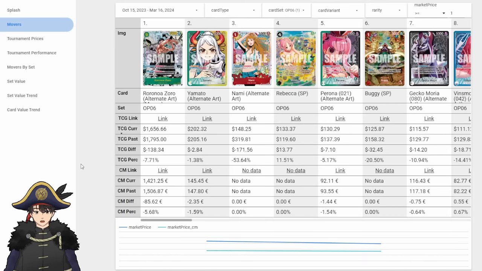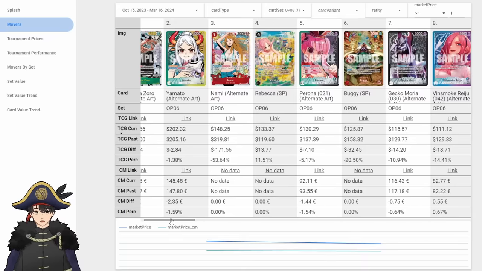not necessarily the most meta leader, but a fan favorite character for sure. So that explains why Yamato is so high, and I think a lot of people are hyped to try out Yamato in the beginning of the set. But if it follows how the Eastern meta went, I think Yamato's play rate does go down quite a bit. But up next we have Treasure Rare Nami, who lost almost half her value from yesterday to today.